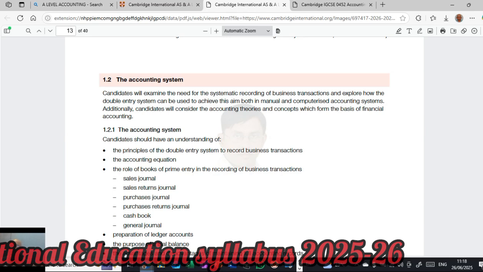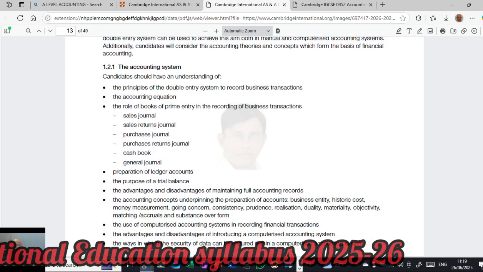The role of books of prime entry in the recording of business transactions, like sales journal, return journal, sales return journal, purchase journal. So all these books of accounts. In a business, when the transactions are in a large quantity, you need to maintain all these books and keep a record. Then you have to learn the preparation of ledger accounts, the purpose of trial balance, how to prepare trial balance, and the advantages and disadvantages of maintaining full accounting records.